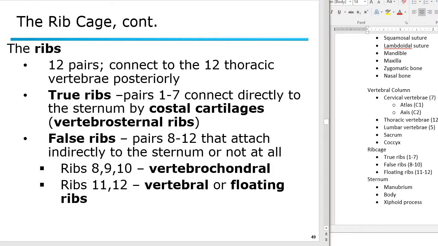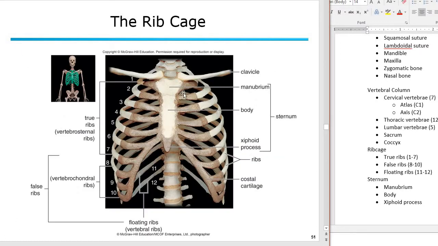So let's look at our rib cage here and see the difference. The first 1, 2, 3, 4, 5, 6, 7 pairs of ribs are called true ribs. The reason they're called true ribs is because they are directly attached to the sternum. The next 5 sets, 8, 9, 10, 11, and 12, are called false ribs. So we have our 7 pairs of true ribs, 5 pairs of false ribs, and then the last 2, 11 and 12, are also called floating ribs.